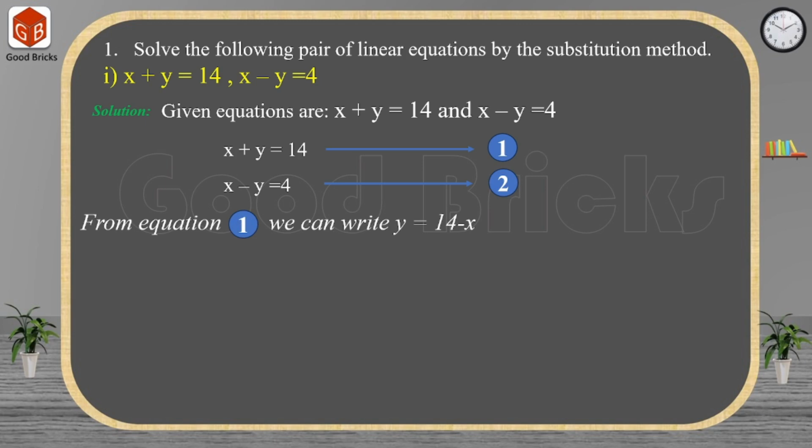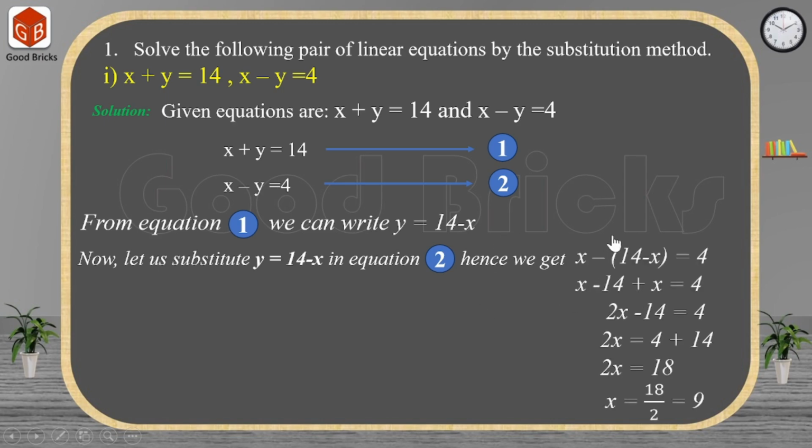Now, from equation 1, when you transpose this x towards the right, you can write y is equal to 14 minus x. Let us substitute this y is equal to 14 minus x in equation 2. So, in place of y, what do we have to write? We have to write 14 minus x. So when we write it, we will get it like this. In place of y, we have written 14 minus x.